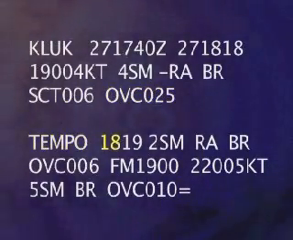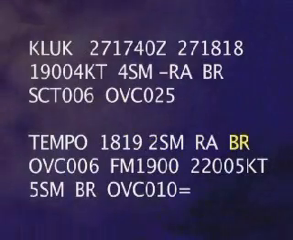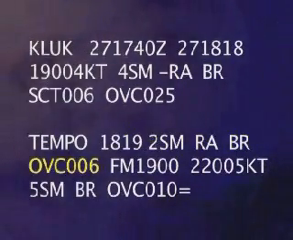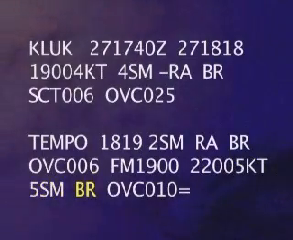Temporarily between 18 Zulu and 19 Zulu, 2 miles visibility, rain, mist, and ceilings 600 overcast. From 1900 Zulu, the surface wind 220 at 5 knots, visibility 5 miles, mist, and ceilings 1,000 overcast.